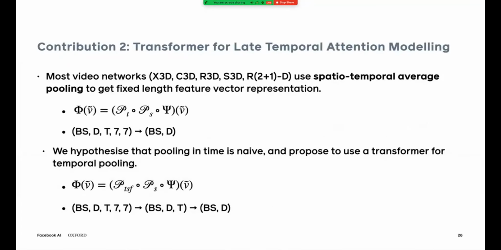Our second contribution is to use a transformer for late temporal attention modeling. Most video networks, X3D, R(2+1)D, all use spatiotemporal average pooling to get a fixed length feature vector representation. If the Res5 feature of these networks is batch size by dimension, by time, by height, by width, we naively average pool over space and time to get a fixed length representation, batch size by D. However, we hypothesize that pooling in time is naive and propose to use a transformer for temporal modeling. We aggregate over time using a shallow transformer to get our feature vector representation.